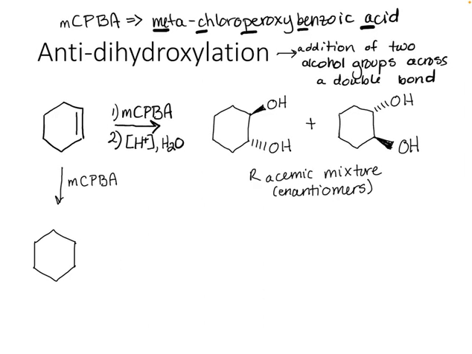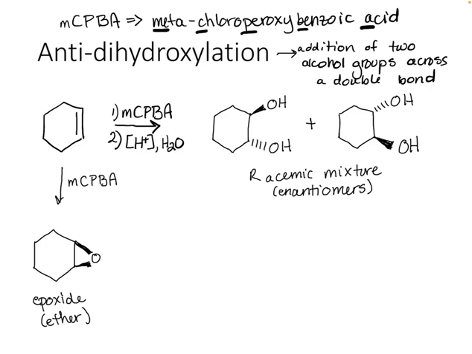Let's see if I can draw this. There we go. So an epoxide is an ether. Remember, ethers have an oxygen between two alkyl groups. But an epoxide in particular is a three-membered cyclic ether. So we have oxygen and 2 carbons in a ring with each other.